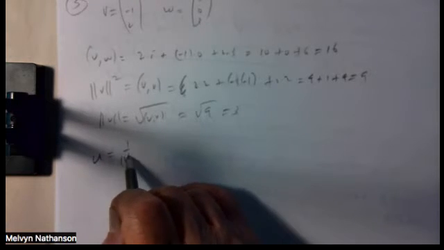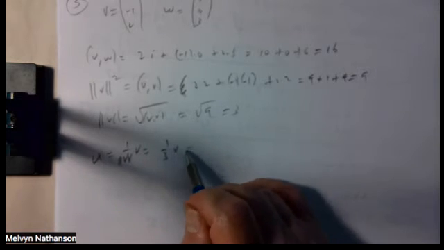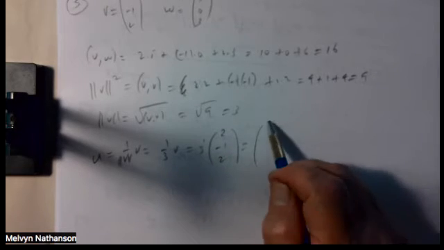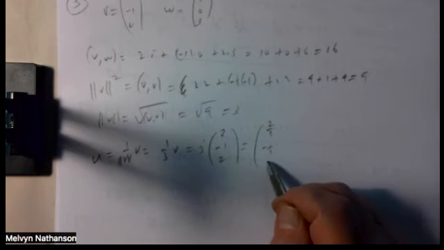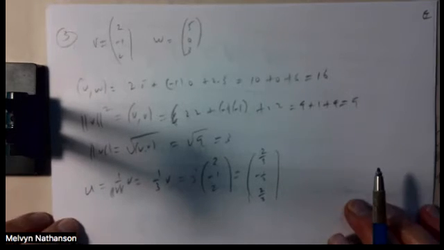And if we want a unit vector in the direction of v, it's 1 over the length of v times v. So that's 1/3 the vector v. That's 1/3 the vector (2, minus 1, 2). So that's (2/3, minus 1/3, 2/3). So this is a unit vector in the direction of v. Any questions of that? Nothing. Right. Simple vector analysis.